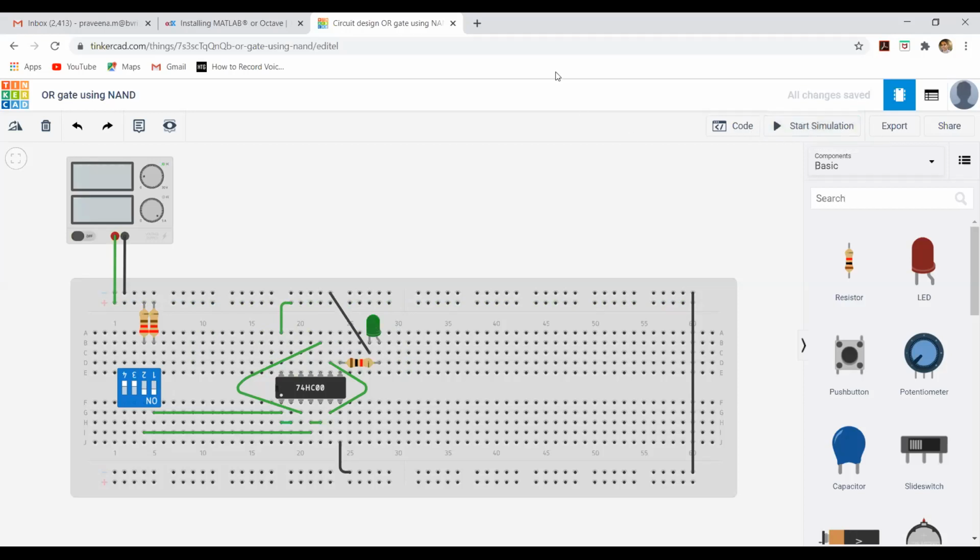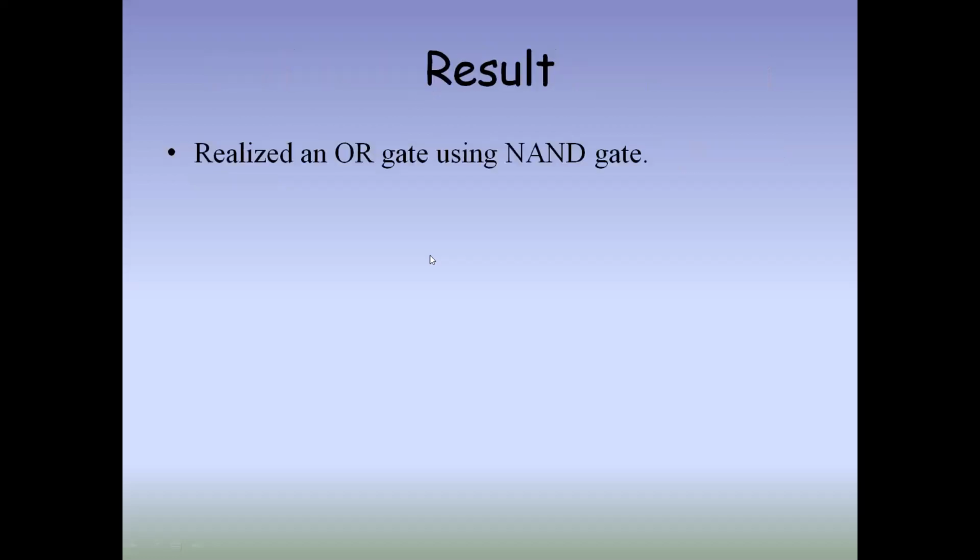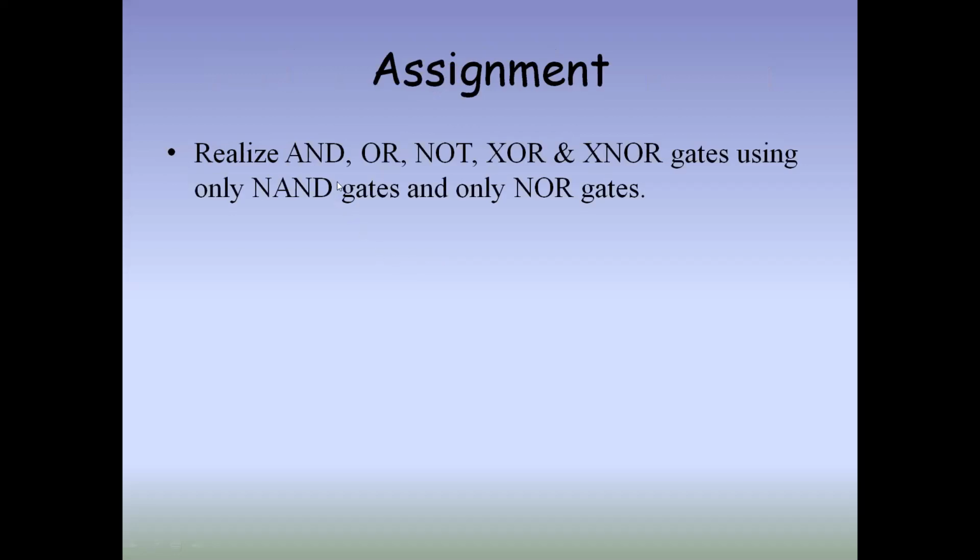Once you have performed this particular experiment, you need to repeat the same procedure to implement other gates also. That would be your assignment. What is the result of this? What have you learned? You have learned how to realize an OR gate using only NAND gates. In the same manner, the assignment for you is to implement all the other logic gates, that is AND, OR, NOT, XOR and XNOR gates, using either only NAND gates or only NOR gates.